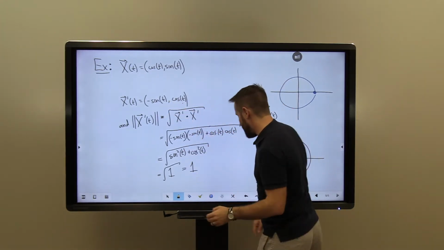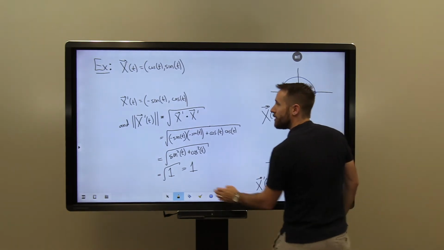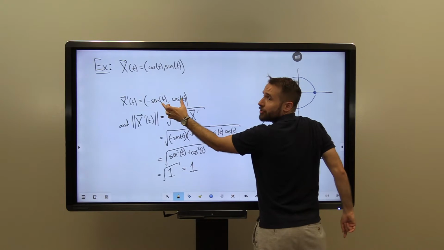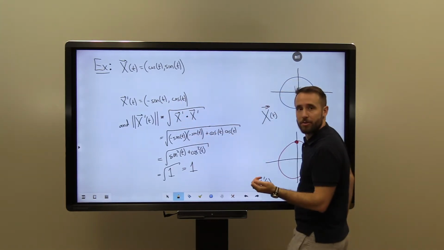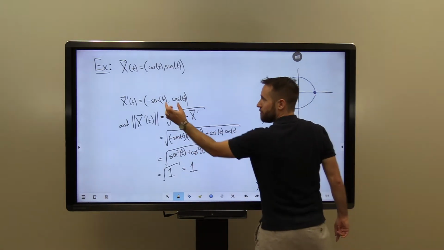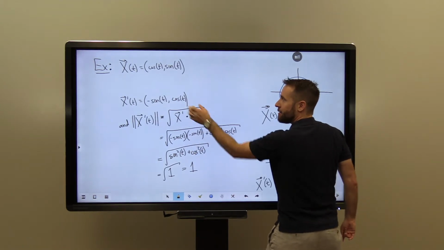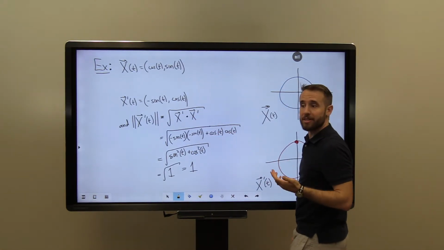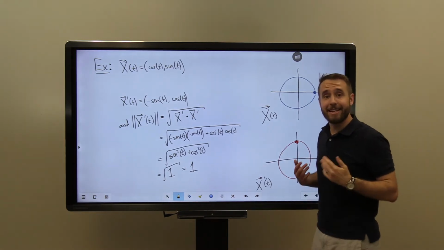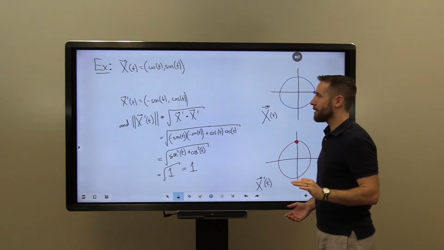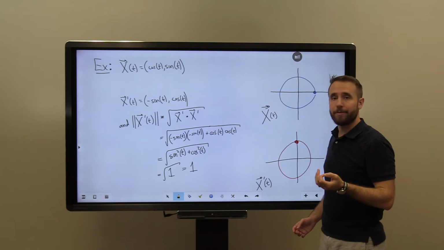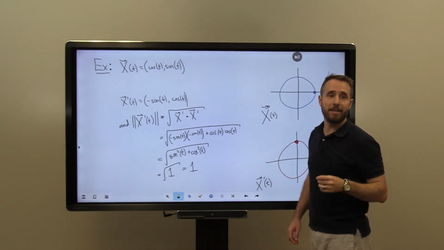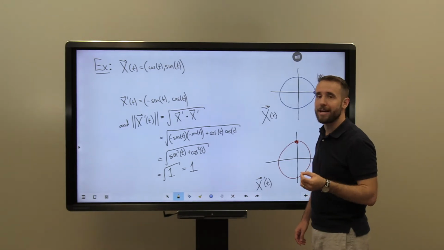And the speed of our parameterization, just walking through this, will be the square root of this vector dotted with itself. So that will be negative sine times negative sine plus cosine times cosine. That's just sine squared plus cosine squared, which our Pythagorean identity says is just equal to 1. So this curve is being traced out at a uniform speed. The speed is just equal to 1. So it's traced out at speed 1.